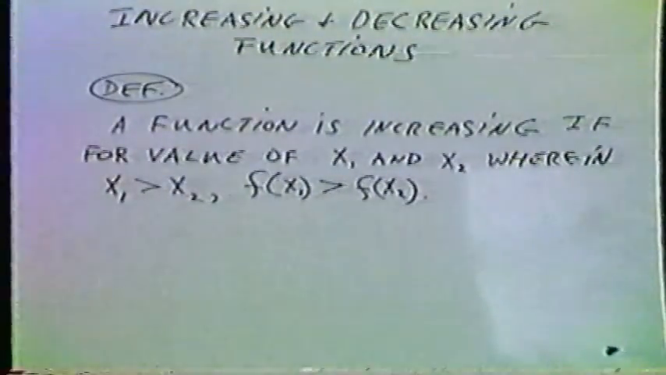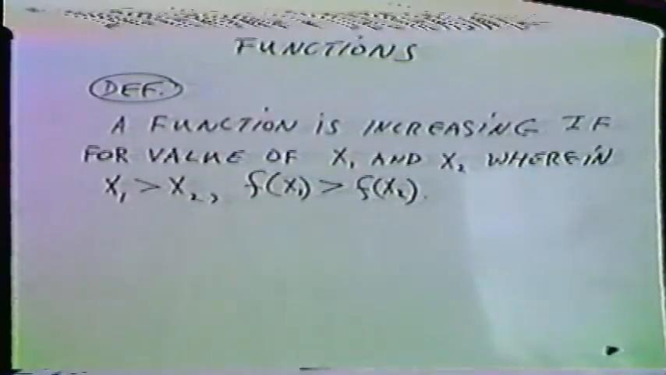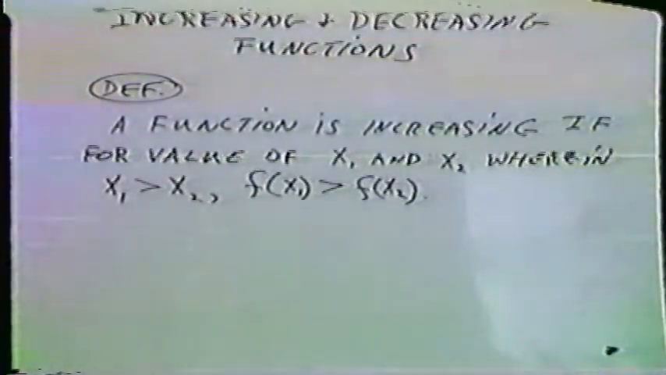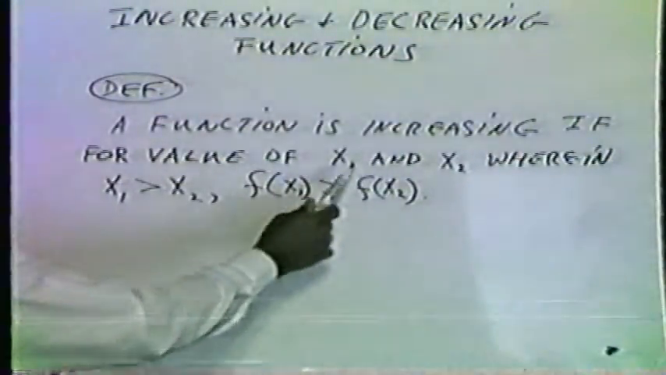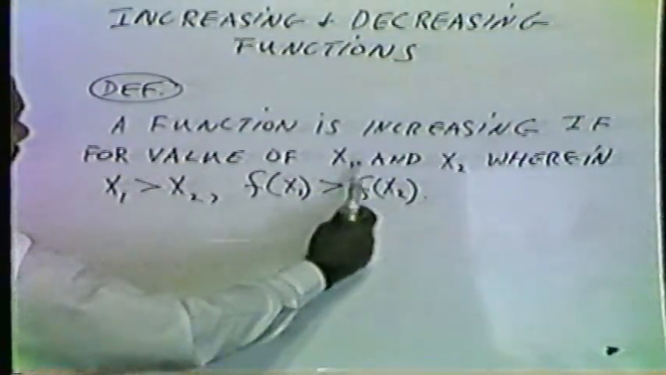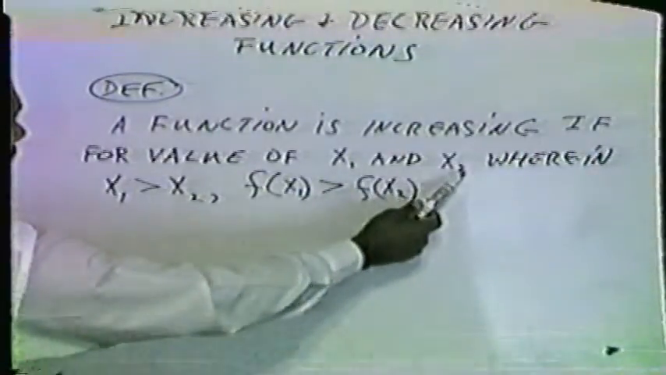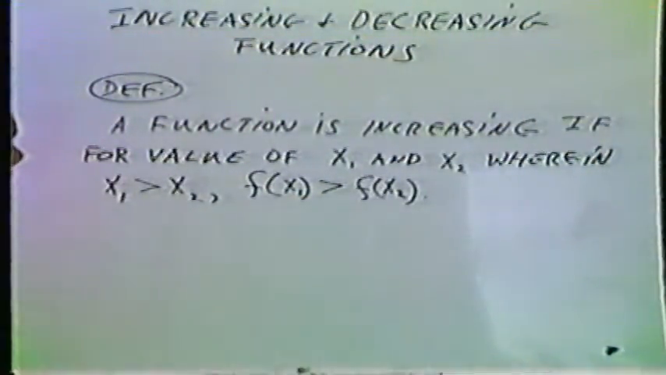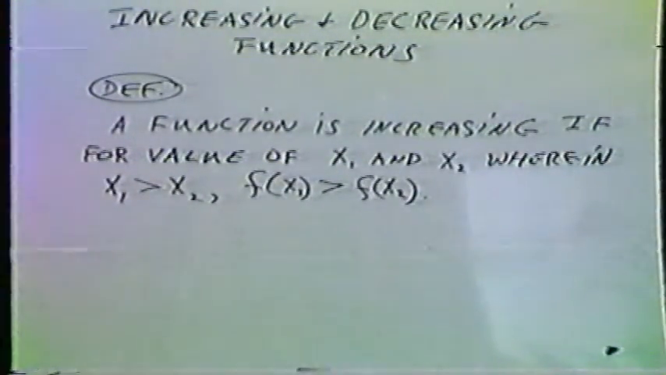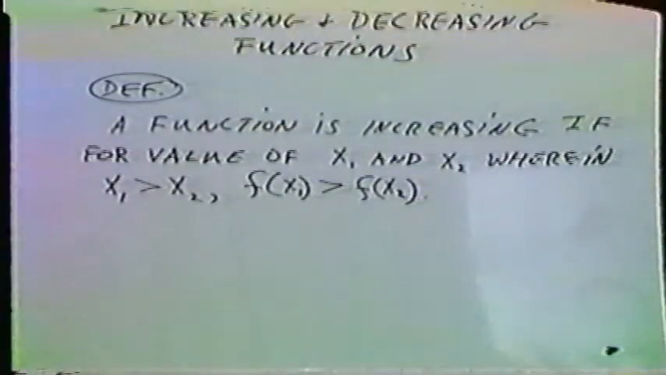This is the definition for an increasing function. The function is an increasing function if for every value of x sub 1 and x sub 2, where x sub 1 and x sub 2 just represent values of x, this is the case. So the function would be increasing if that is the case.